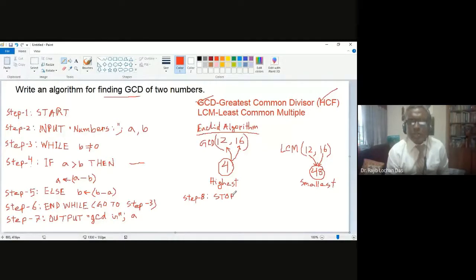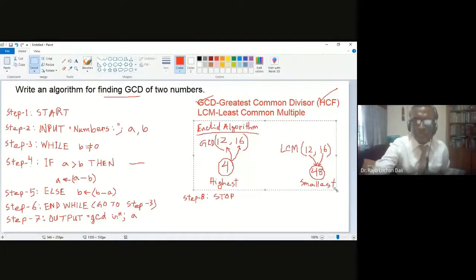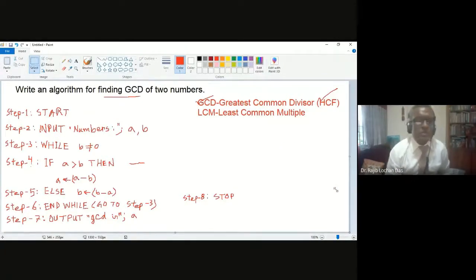So you can now check with some numbers. Let me just show it to you with 12 and 16. Let us see what happens. Say 12 and 16, very easy. Okay, anyway, let us do this first. Say 12 is A and 16 is B. Then what will happen in the first step? In the first step, is A greater than B?